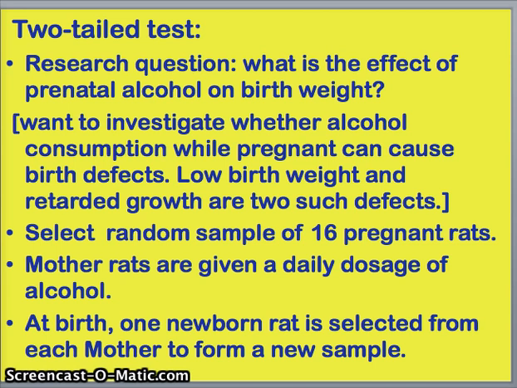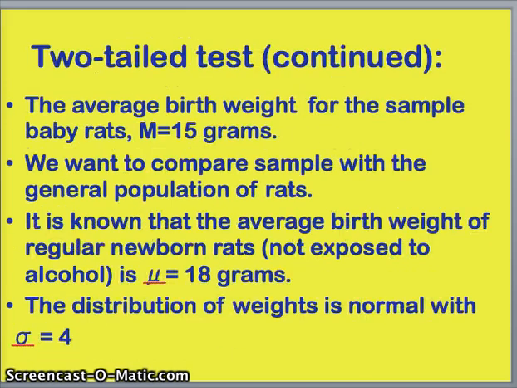The mother rats are given a daily dosage of alcohol. At birth, we're going to select one newborn rat from each mother to form another new sample. So the sample we're concerned about is the baby rats. And the average birth weight for the sample baby rats is M equals 15 grams.